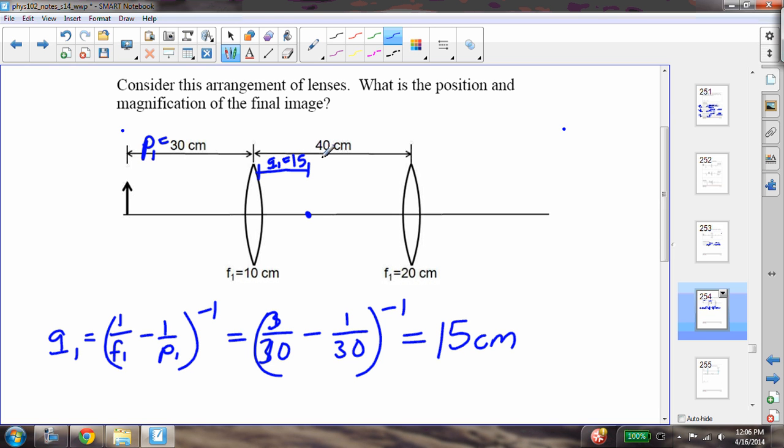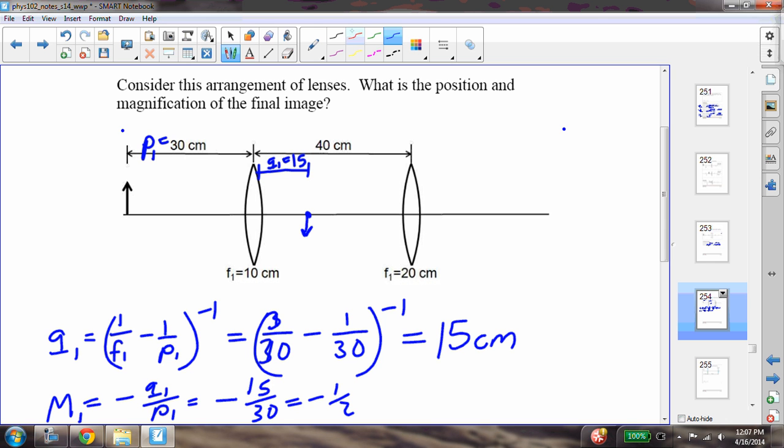I can also find the magnification of this image. I'm going to call this M1. It's just the magnification of the first lens. It's negative Q1 over P1. That's negative 15 over 30. So it's negative 1/2. So the image is going to appear smaller, half as small as the object, and it's going to be inverted.